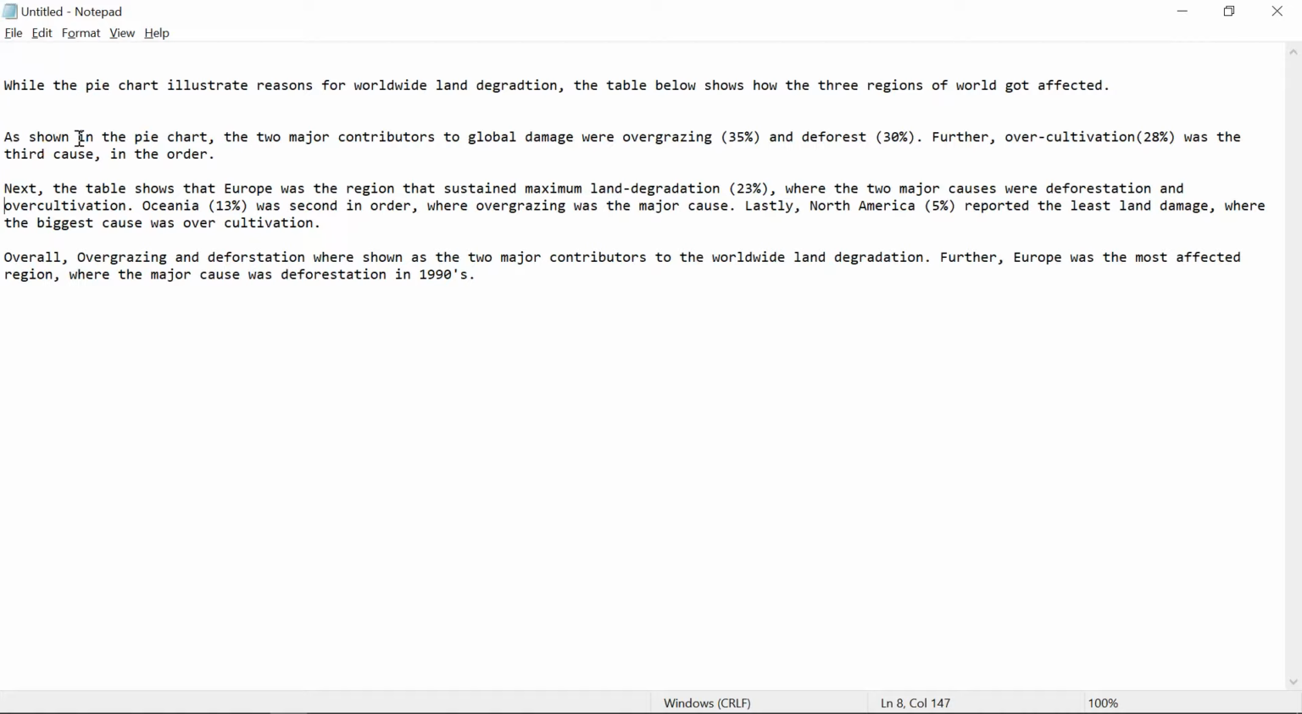Okay, now let me check it. So I've written 150 words. I know this. While the pie chart illustrates reasons for worldwide land degradation, the table below shows how the three regions of the world got affected.